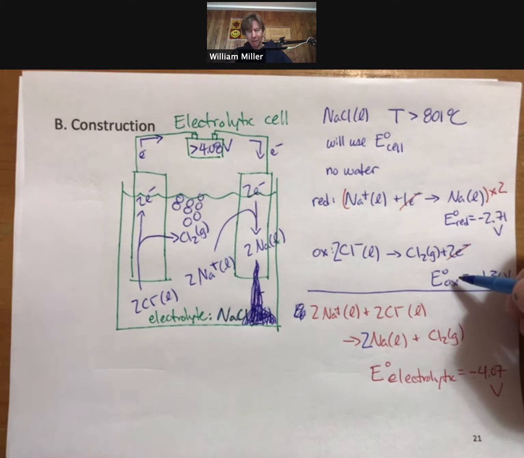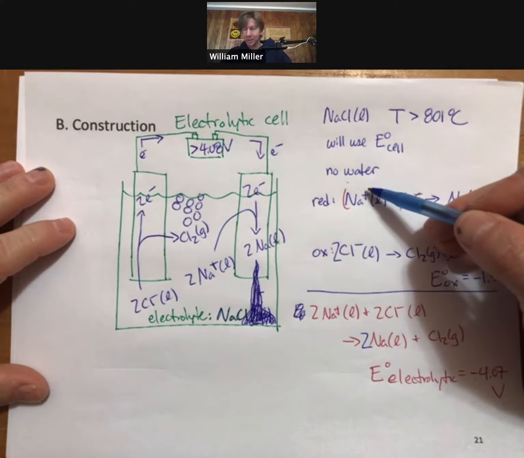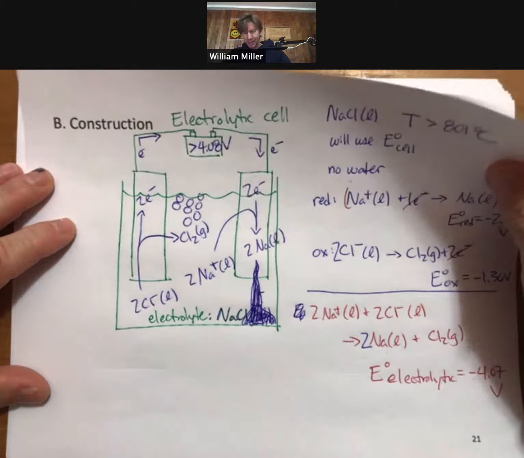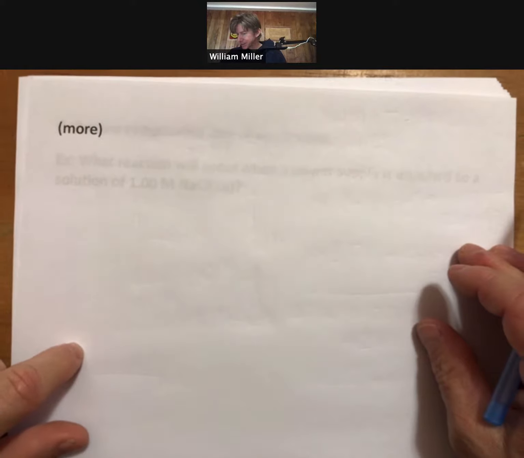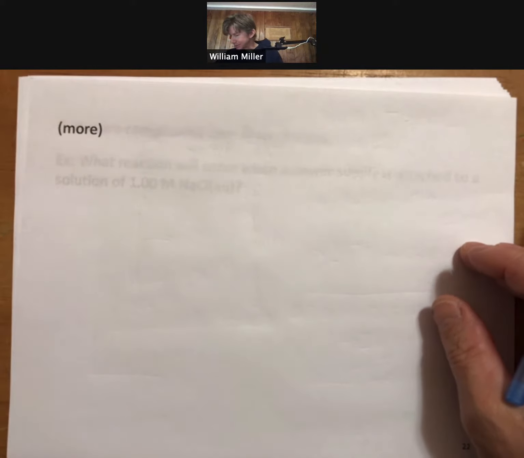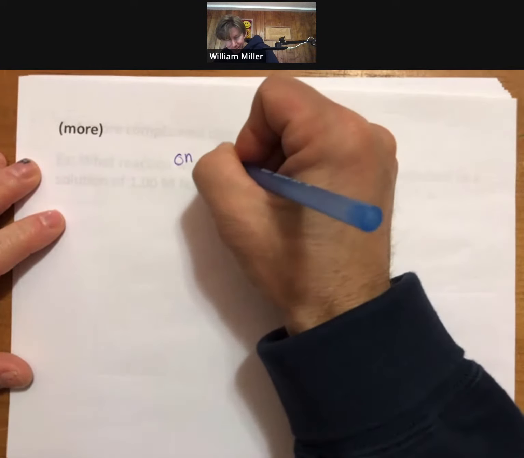And be careful, because we've been very careful to do this with no water. Water complicates things. And I think what we've done is we've gone ahead and done everything we need on this page, on the previous page.